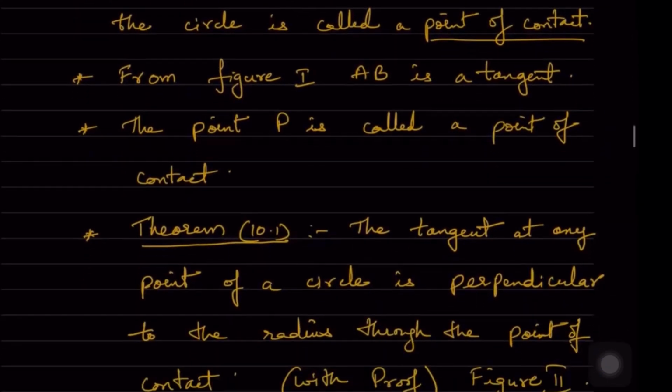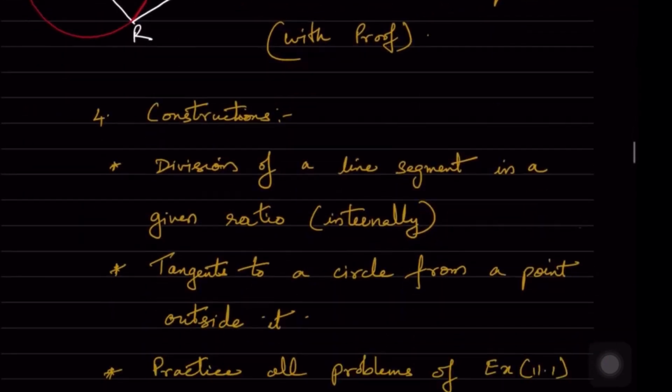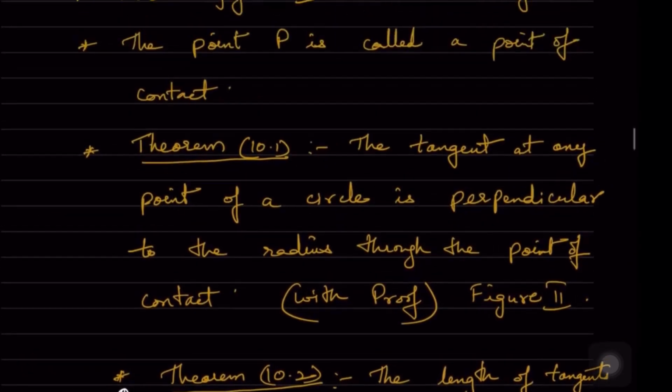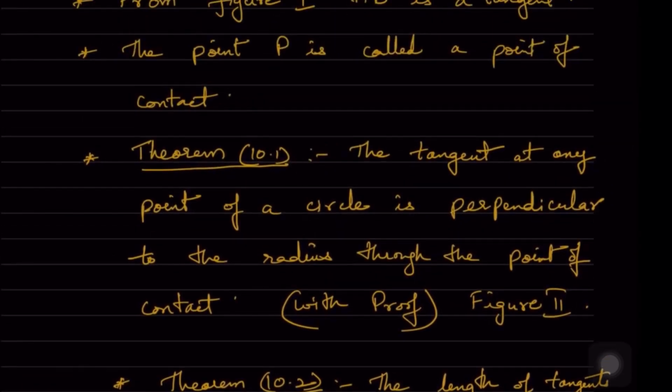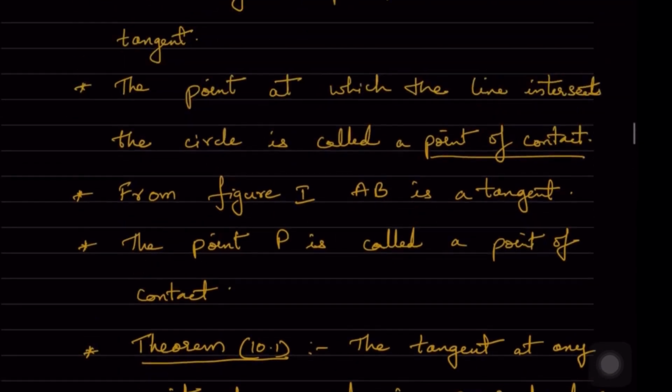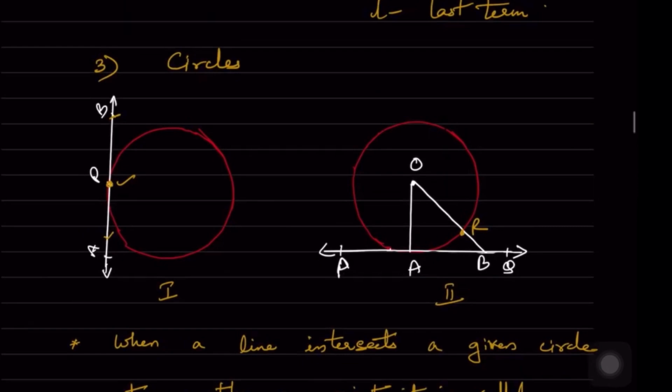So from figure 1, AB is called the tangent and P is called the point of contact. Now you have two theorems which you have to remember, it's very important. What is the first theorem? The tangent at any point of a circle is perpendicular to the radius through the point of contact. This is the figure for it, and you have the proof in my videos.